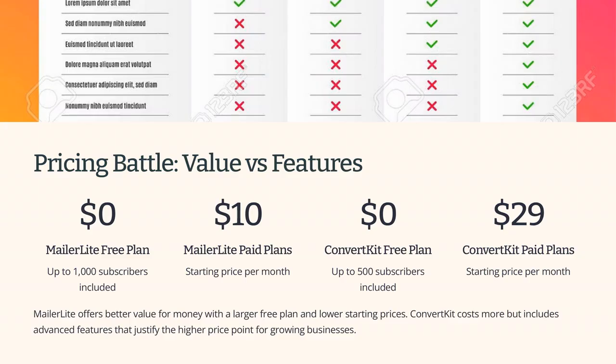Moving on to pricing, MailerLite offers a free plan for up to 1,000 subscribers, with paid plans starting at $10 per month. ConvertKit also offers a free plan, but for up to 500 subscribers. Its paid plans start at $29 per month. While ConvertKit is pricier, it does offer more advanced features in its plans. However, if cost is a significant factor, MailerLite offers more value for money.